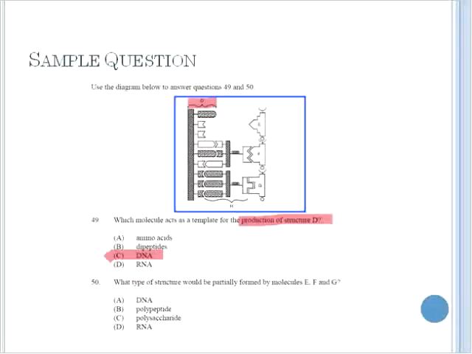You are asked what type of structure is partially formed by molecules E, F, and G. To answer this question, you would need to recognize that E, F, and G refer to amino acids. The structure partially formed by molecules E, F, and G would be a polypeptide, B.